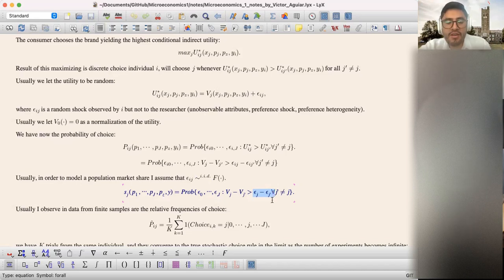What is different here? The only difference is that now the epsilon is assumed to be distributed identically and independently from this distribution F that I still haven't fixed. And once I know the probability, I can compute this share, okay?